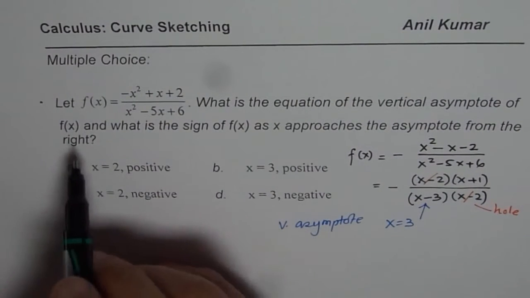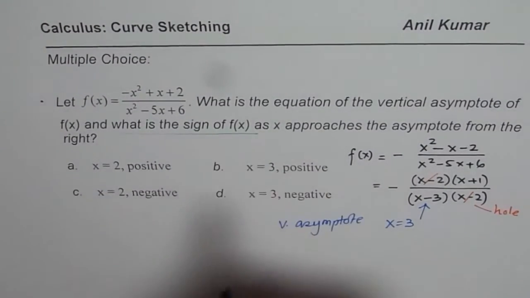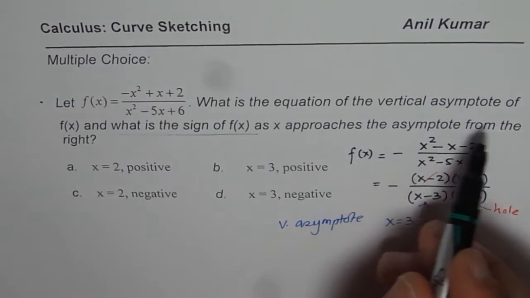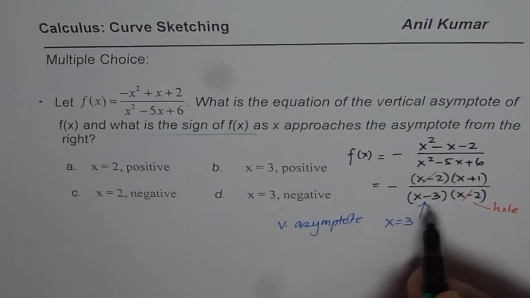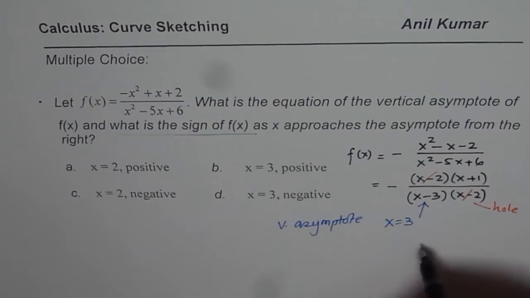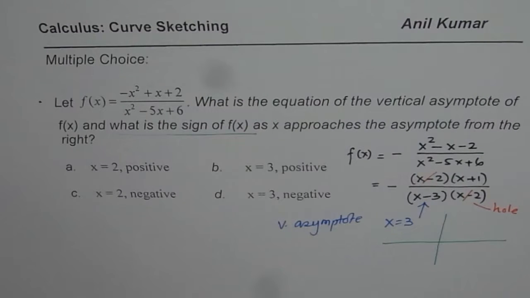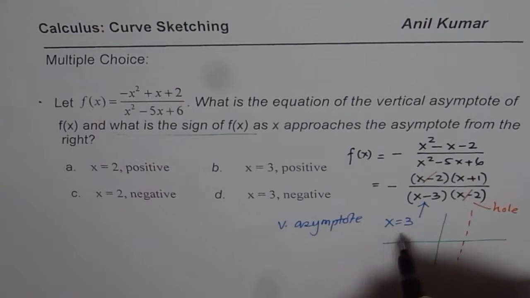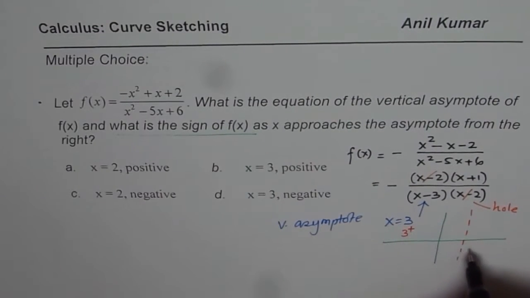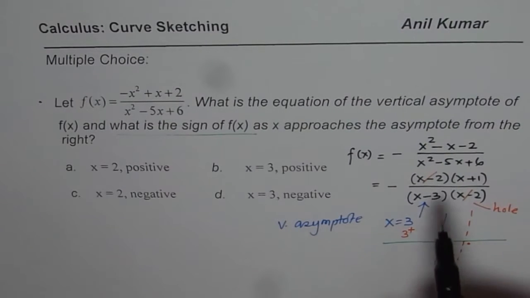Now we need to analyze. This is the first part. So we need to find the vertical asymptote. And second is, what is the sign as x approaches the asymptote from the right side, right? So we know on the graph, we do have a vertical asymptote at x equals 3. And when we are saying from the right side, that means 3 plus, right? So you can take a value which is slightly more than 3. You can even take 4 or 3.1, it doesn't really matter.